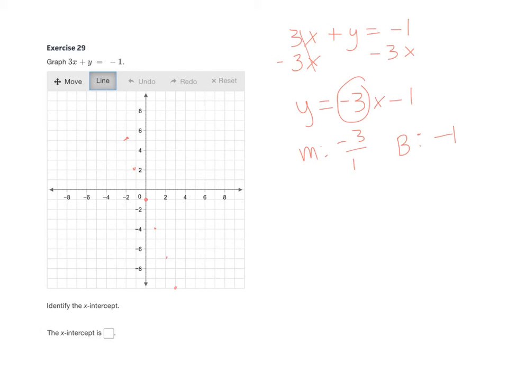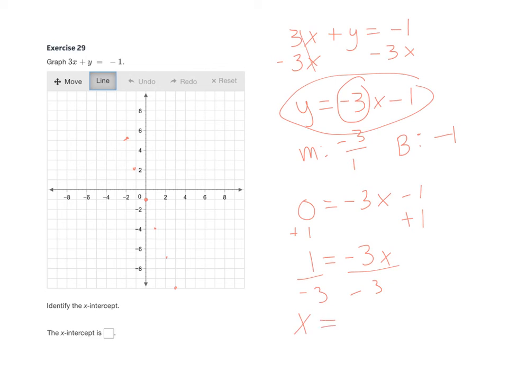Now this one, can't really tell where this is going to cross at, right? It doesn't cross exactly at an x. So this is where we can plug in 0 for our y value. I'm going to have 0 equals -3x minus 1. To get rid of that minus 1, I'm going to add 1. That gives me 1 equals -3x. And then the last step is to divide by -3. Do that on both sides. X is equal to -1/3. That is the x-intercept.